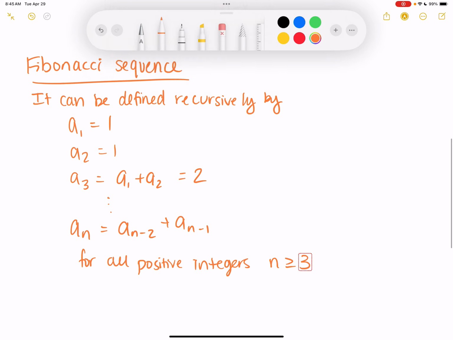So all this is telling me is I take the two previous numbers and I add them together to get the next one. That's what this generic form is. If I wanted to find a sub 4, I would add a sub 3 and a sub 2 together. The fourth term is 3. Then I would do 3 plus 2, that's 5. 3 plus 5 is 8. And so on and so forth. I could keep finding these numbers by adding the previous two terms together.